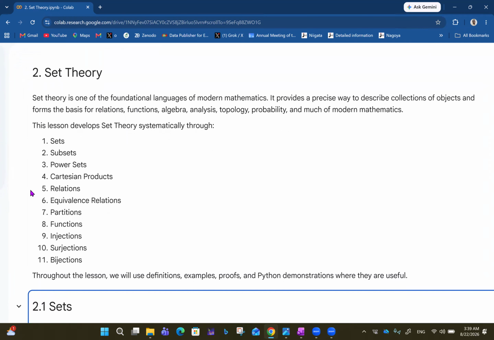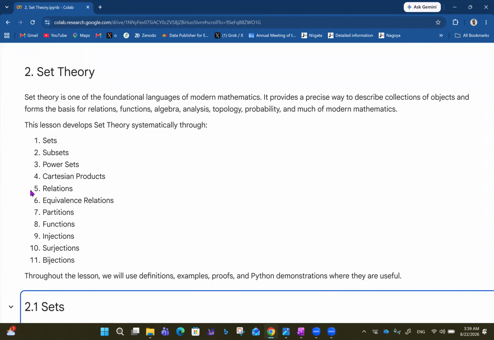Set theory is one of the fundamental languages of modern mathematics. It provides a precise way to describe collections of objects and forms the basis for relations, functions, algebra, analysis, topology, probability, and much of modern mathematics. The lesson develops set theory systematically through sets, subsets, power sets, Cartesian products, relations, equivalence relations, partitions, functions, injections, surjections, bijections, and throughout the lesson, we'll use definitions, examples, proofs, and Python demonstrations where they are useful.